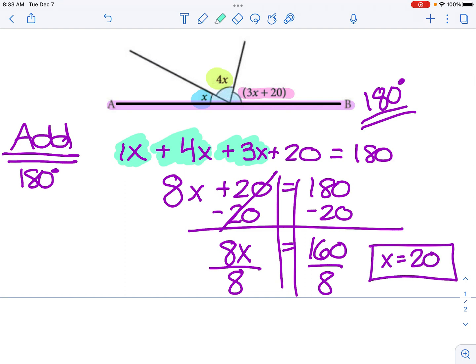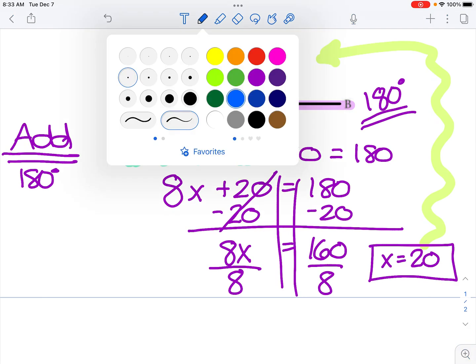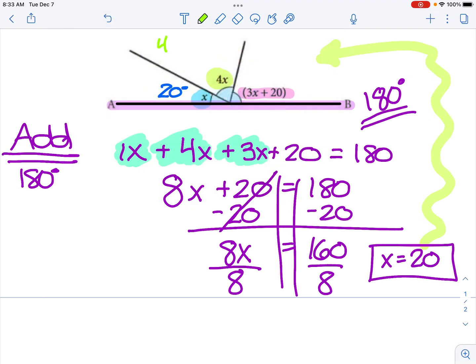Okay, but again, we're not done. We don't want to stop there. We have to find our angle measure. So I'm going to bring this 20 up, and I'm going to plug it into each of my pieces. So the first piece says just x. Well, that's easy. That means that this little sliver is just 20 degrees. X is 20. I plug it right in. My next angle says 4x. 4 times 20, which would give me an 80-degree angle. And finally, over here in this pink section, I have 3 times x plus 20 more. So 3 times 20 would be 60, plus 20 more would give me an 80-degree angle.